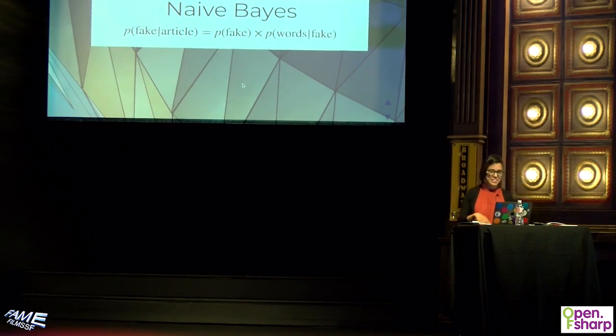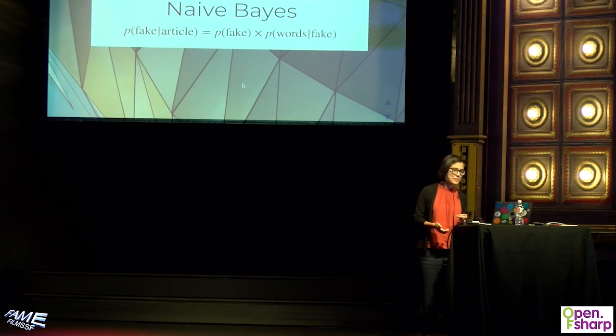Sorry, a bit of math. Naive Bayes is a probabilistic algorithm. So you basically compute a probability that something is fake given words in an article. And that's equal to the probability that something is fake by default, like prior probability before seeing the actual article, and then multiplied by the probability that the words come from a fake news article. As I said, the probability of fake articles is just the proportion of fake news in my training data set. It's easy.